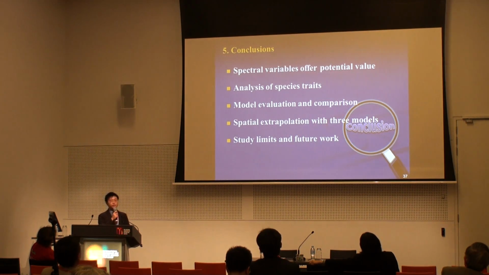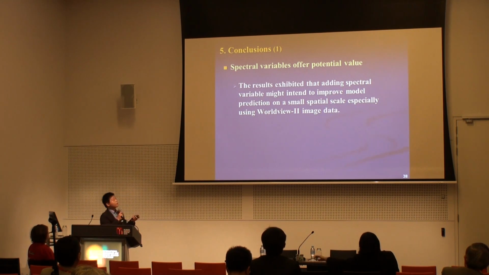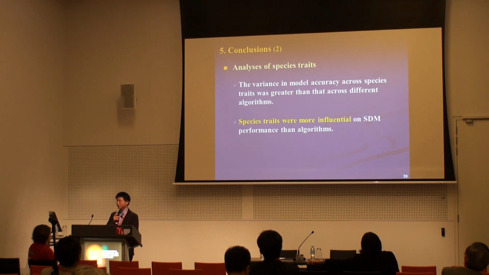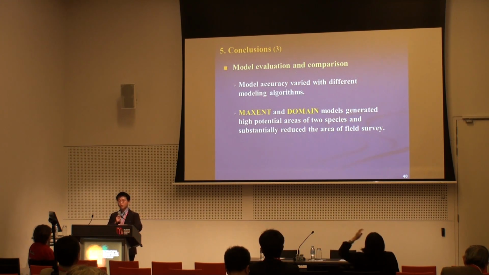From the data results, I drew some conclusions. First, we find that using high resolution data might improve our SDM modeling results, especially the WorldView image data. Second, the species traits were more influential on SDM performance than the algorithms. And third, different model algorithms give different results. We first chose Maxent and Domain as much better, since they not only have good performance but also reduce the high potential area for widespread species or clump species.